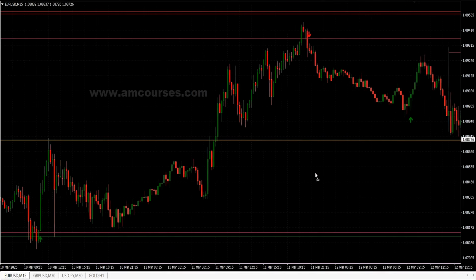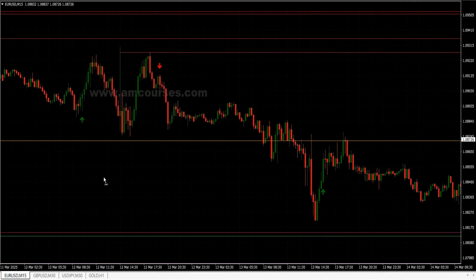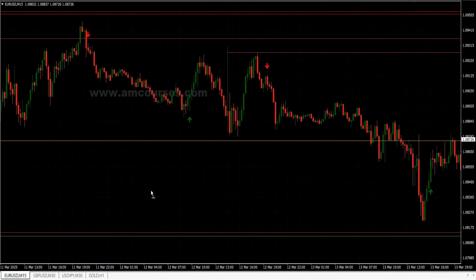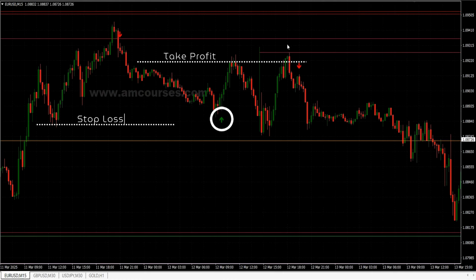Let us now understand the signals of this indicator more deeply through some more examples on the chart. Look at this buy setup. It's a textbook trade. The price is at the support level and our indicator gives a buy signal. If we had set the stop loss at the previous low and used a 1:1 risk-to-reward ratio, this trade would have been a winner. This is exactly why waiting for the right setup is so important in trading.